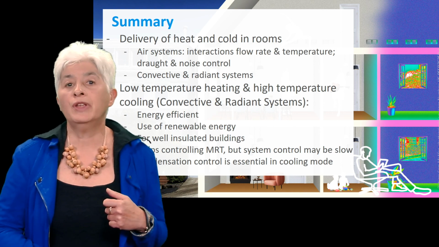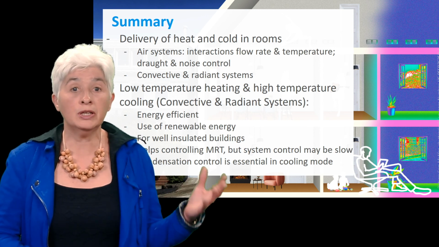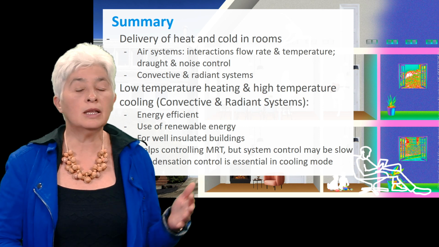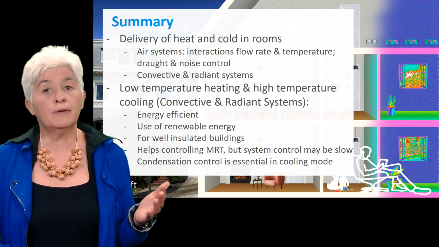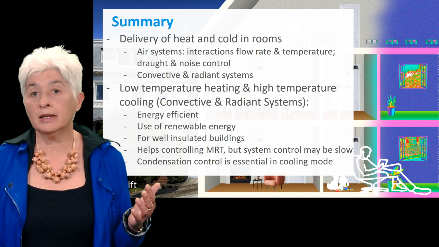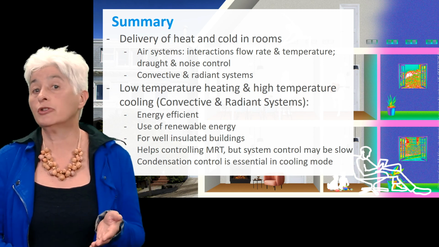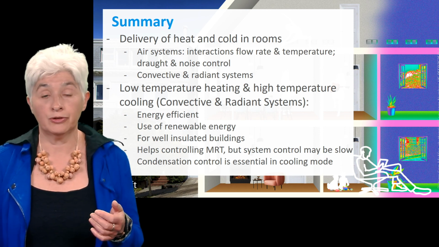That's why heat and cold delivery by convection and radiation around warm or cold bodies such as radiators, cooling and heating panels or floor cooling and heating systems may be preferred. We looked briefly at the underlying heat transfer mechanisms and made an inventory of advantages and disadvantages of both methods, both in heating and cooling modes.